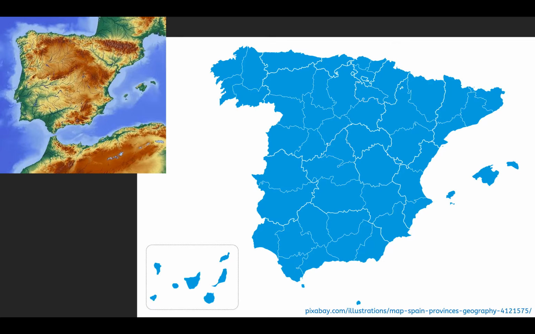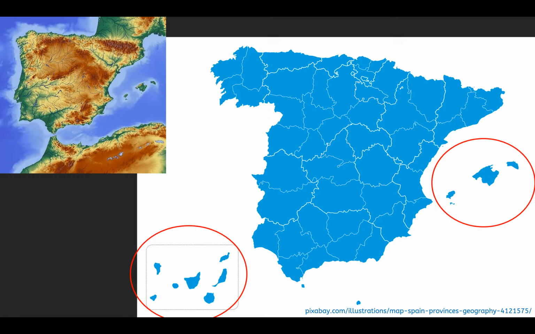Modern Spain includes the mainland, the Balearic Islands in the Mediterranean, and the Canary Islands. The Canary Islands are in fact a considerable distance from the mainland, off the coast of Western Africa and nearer to Morocco than to Spain. Because of the geographical distance, the Canary Islands are often placed in a box on the map to keep the scale of the map of the mainland reasonable.